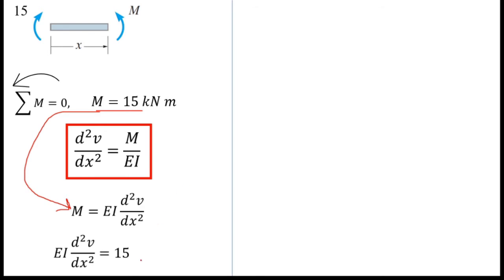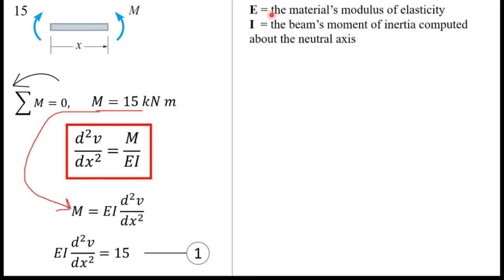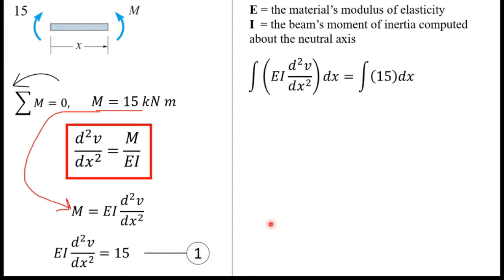If I substitute this, I will have this equation, and I will label this equation as equation 1. So E is the material's modulus of elasticity, and I is the beam's moment of inertia computed above the neutral axis. Next I am going to integrate this equation 1.